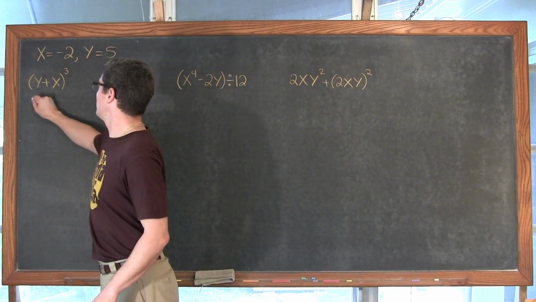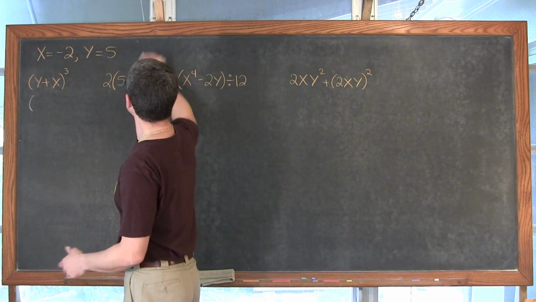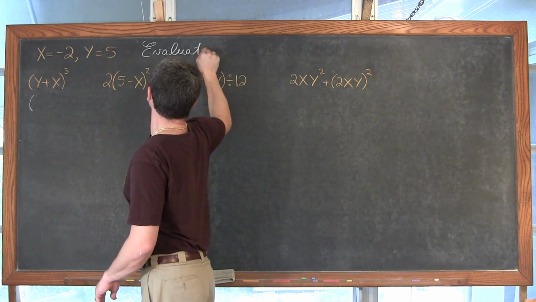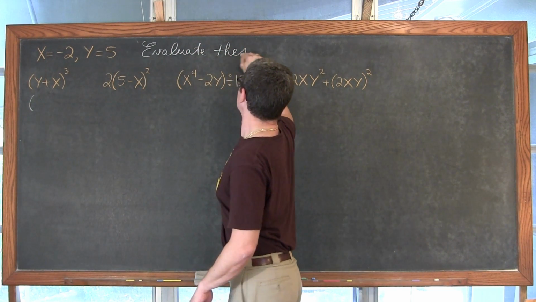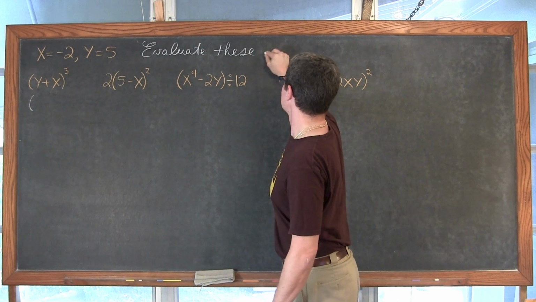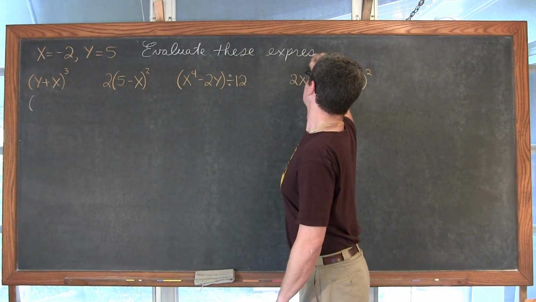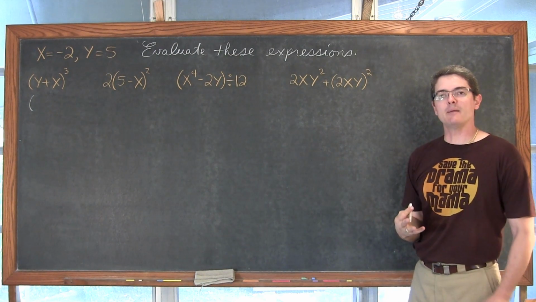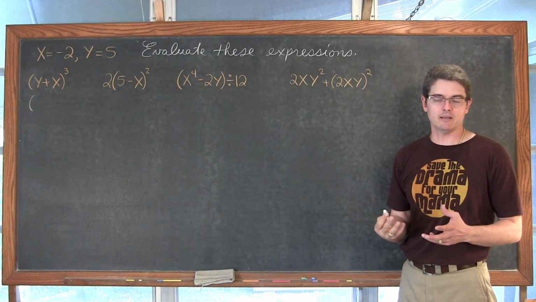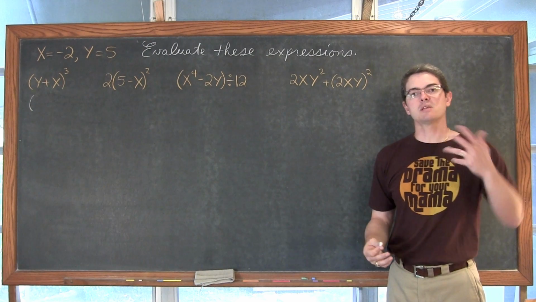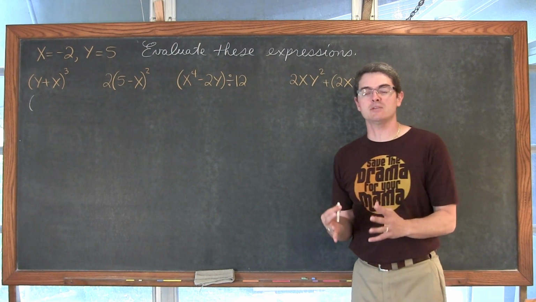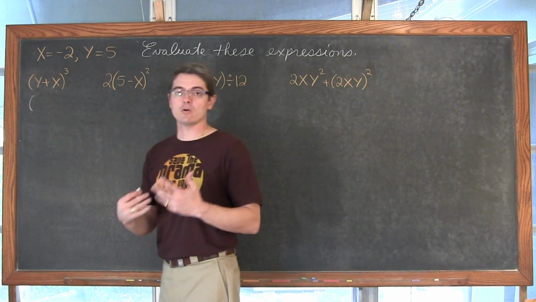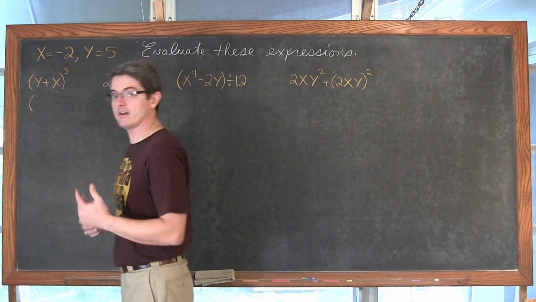But if I take the value of 5 and I substitute it in, I want to evaluate these expressions. Now, when your algebra book tells you to evaluate, that means they're looking for a numerical answer. Like, they don't want a final answer of like 2x plus 7. They want a numerical answer, like 10. So we're going to take these values, plug them into these expressions, and find a simple numerical answer, as simplified as we can get it.